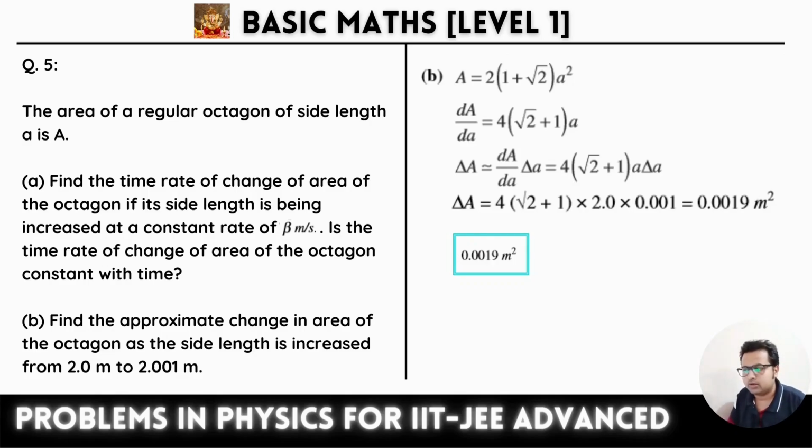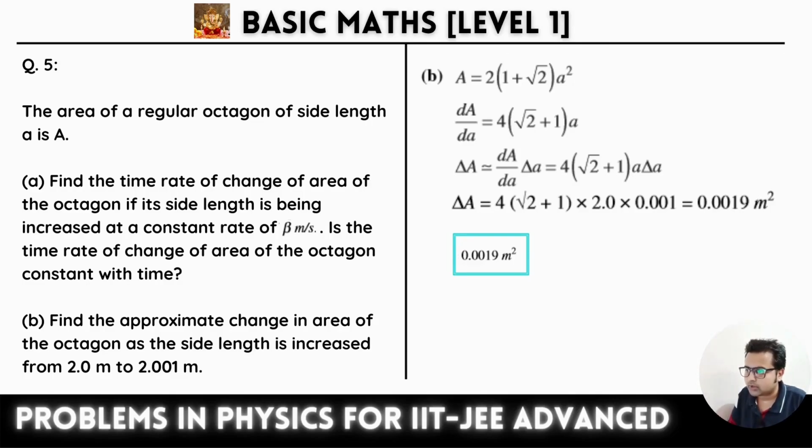But let's do a very fast method, because the traditional method requires some calculation. The fast method is: you have this area, you just do dA by da, the change of area with respect to change of side. It is very understandable, because when the side changes, the area changes. So we are calculating dA, that is area, upon da, that is side. With a very basic differentiation, you get 4 times (root 2 plus 1) a.